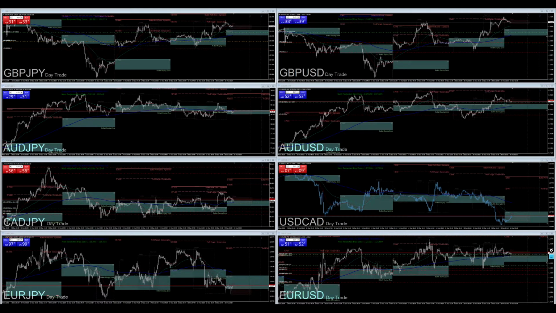Just had a long trigger for the Euro USD. That one is order number 8575.